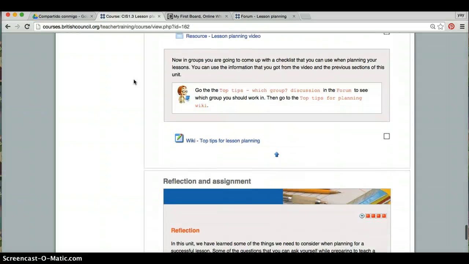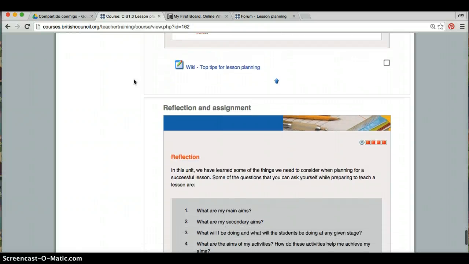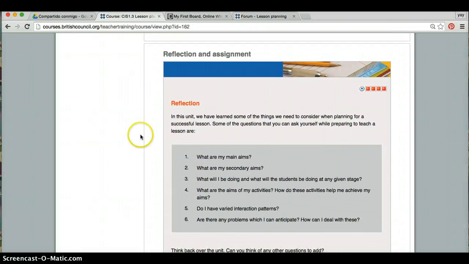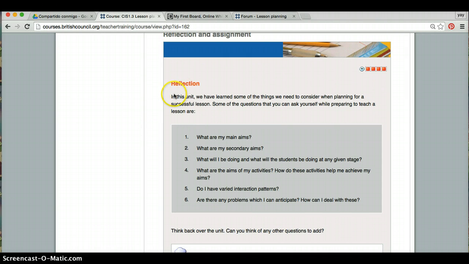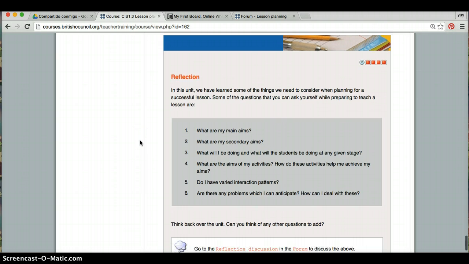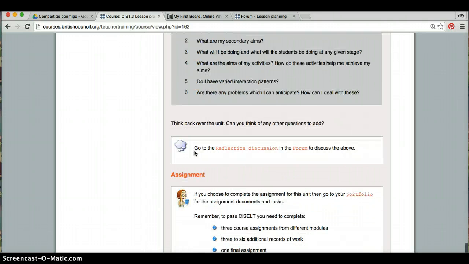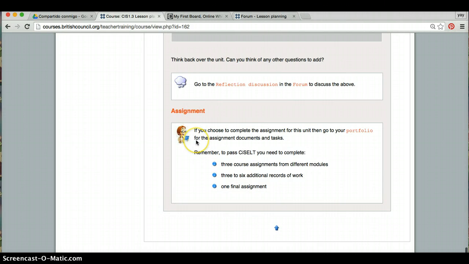Now, by now you have noticed that at the end of each unit, we always have a section called reflection and assignment. The reflection in this case says, in this unit we have learned some things that we need to consider when planning a successful lesson. Some of the questions that you can ask yourself while preparing to teach a lesson are listed as reflection questions. And then the assignment says, if you choose to complete the assignment for this unit, go to your portfolio for the assignment documents and tasks.